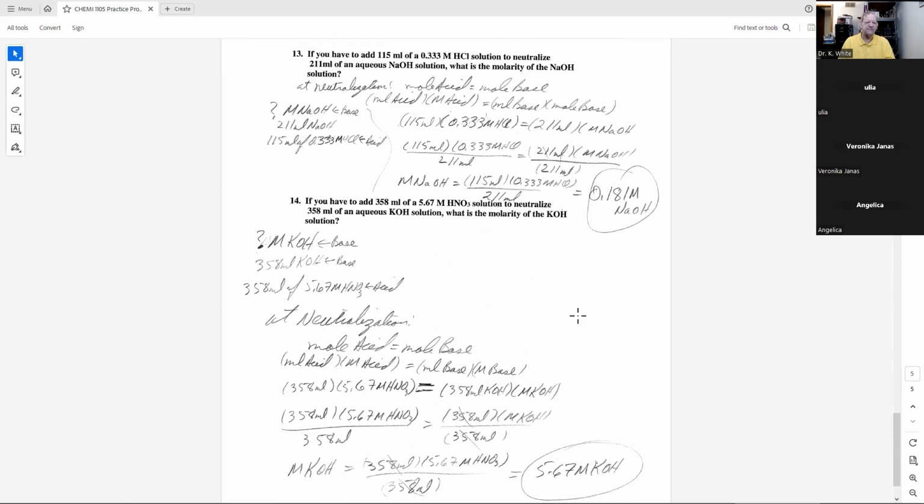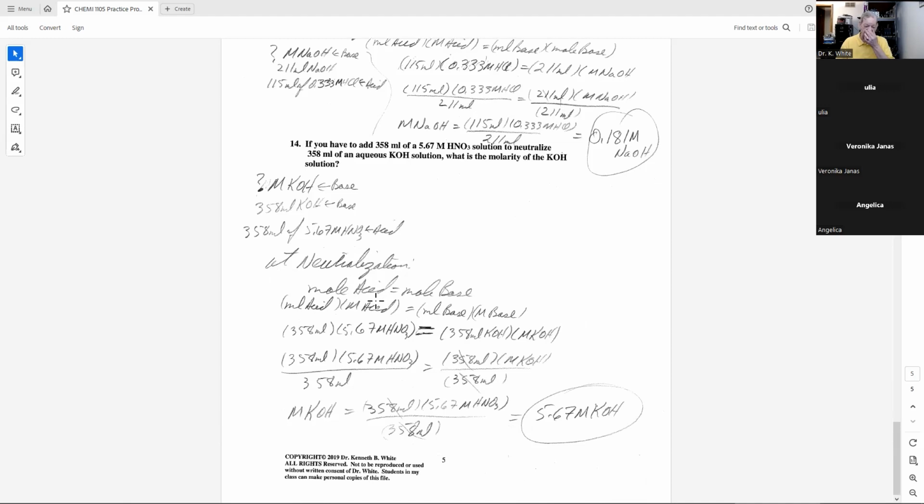Oh, let's do 14. If you have to add 358 milliliters of a 5.67 molar HNO3, nitric acid solution, to neutralize 358 milliliters of an aqueous KOH solution, what's the molarity of the KOH solution? We're trying to find the molarity of KOH, which is a base. We're given the milliliters of that base. We're given the milliliters and molarity of that acid. At neutralization, moles of acid equals moles of base, which for a monoprotic acid and base, which these are, will always be in my class, test, and final. Anyways, milliliters of acid times molarity of acid equals milliliters of base times molarity of base.